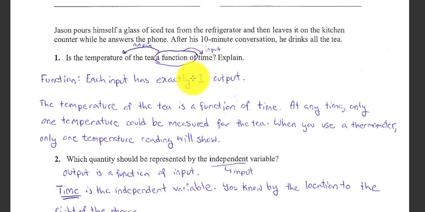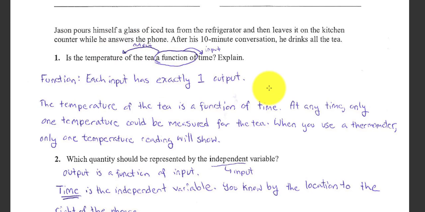All right, so right away, I always want to think about what's the input and the output. Whatever comes after the words "function of" is always your input. So function of time: time is your input, temperature is your output. And you think about the definition of a function. For each input, there's one output, okay? So if the input's time, for each time, there should only be one output, only one temperature.